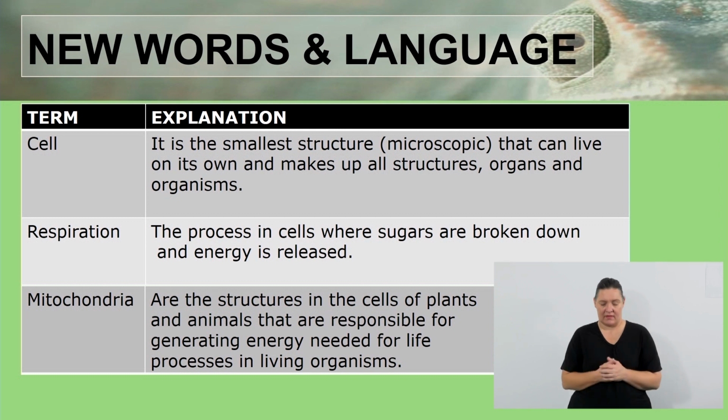And then the second term is respiration. This is the process in cells where sugars are broken down using oxygen and energy is released back into the organism's body. So that is respiration. And our last term is mitochondria. The mitochondria are structures in the cell of plants and animals that are responsible for generating energy needed for life processes in all living organisms. So these are the new terms that we are going to come across during this lesson.